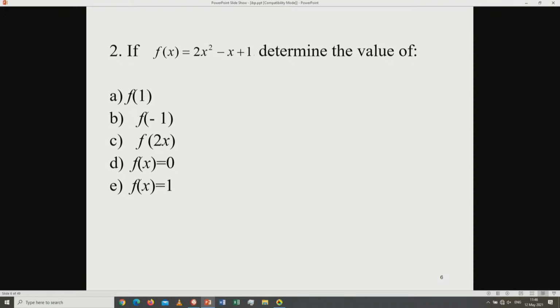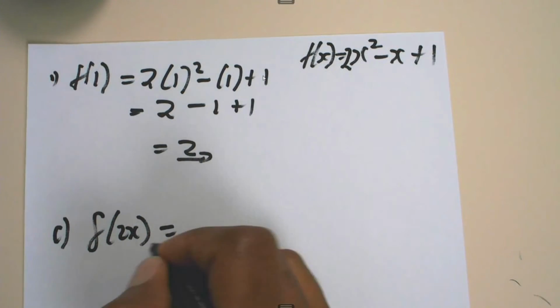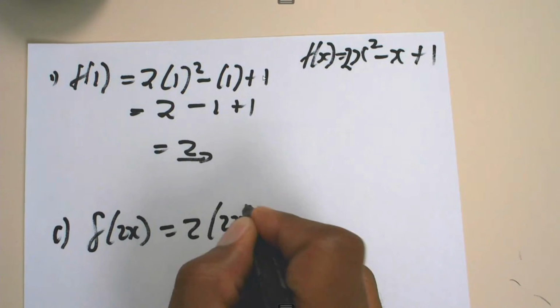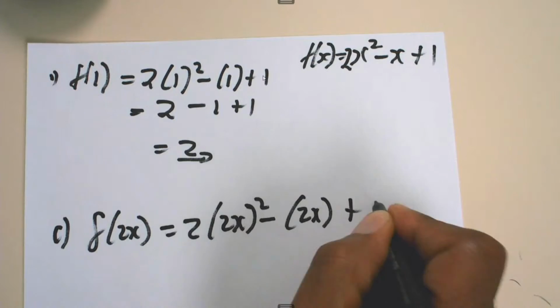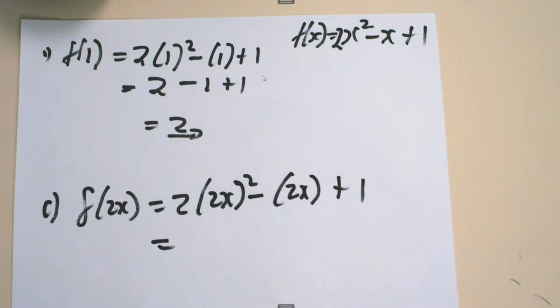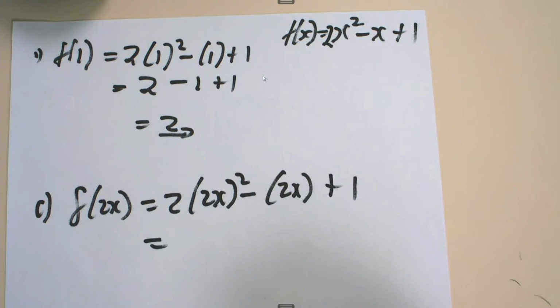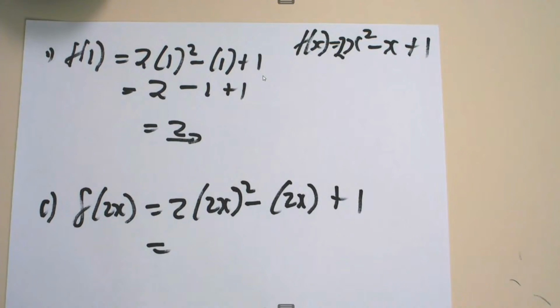Right, I will go straight to C, whereby I have f at 2x. What must happen there? You know very well that you just need to substitute in. So it means you are going to have 2 times (2x) all squared, then minus into that (2x), then plus 1. Very important: every time I substitute something, I put it inside the brackets so that I avoid making a mistake of not multiplying out. That is very, very important.